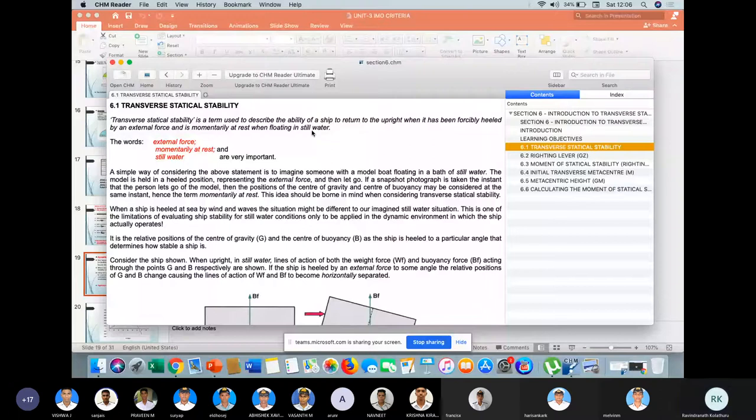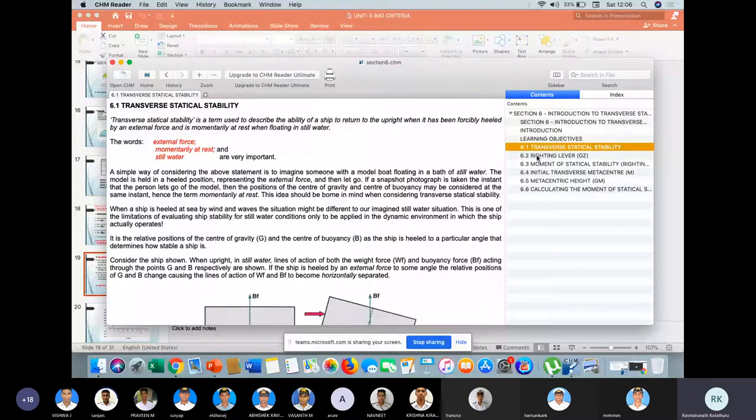So for a vessel to be in transverse statical stability, the vessel has to be first at rest and has to be in still water. And at that time, when you apply a force, or when it is being forcibly heeled by an external force like winds and waves, the ability of a vessel to return to its upright position, that is what we describe by transverse statical stability. Understood? Yes, sir.